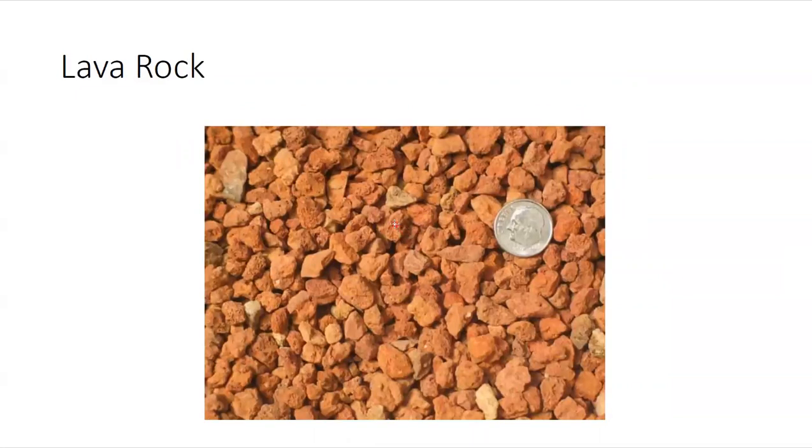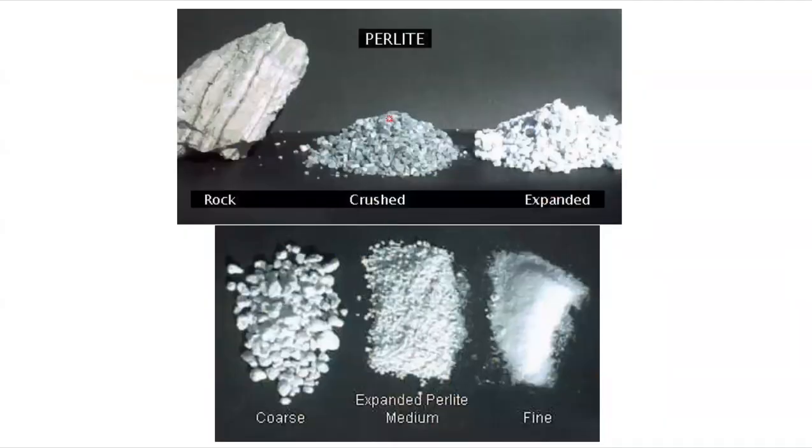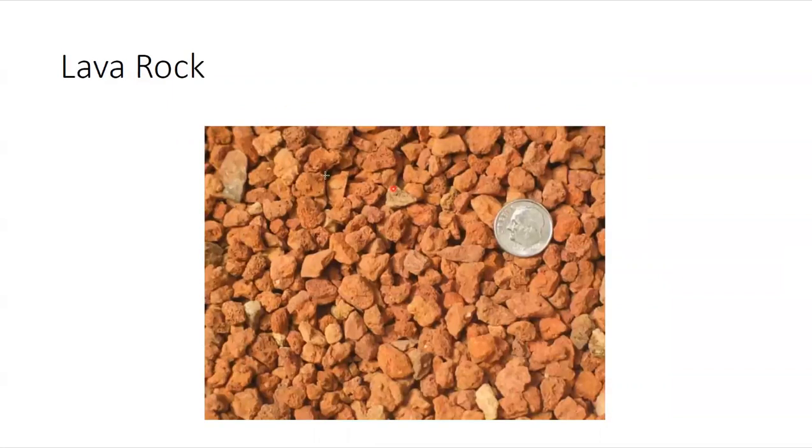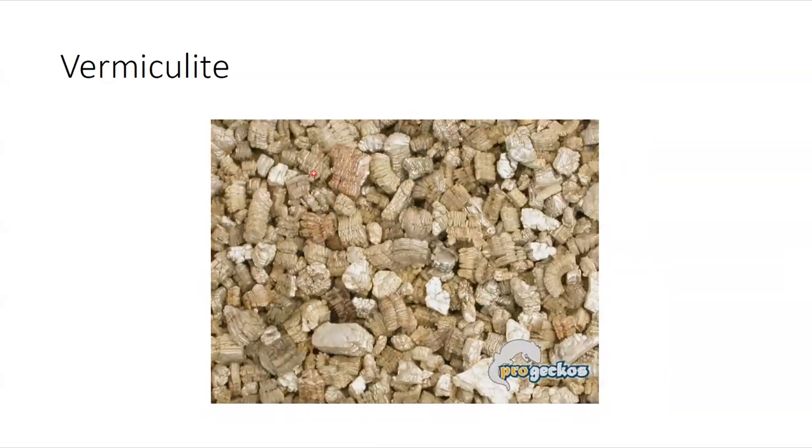Lava rock does the same thing, used in whole form. It does not go through a manufacturing process. Perlite, manufactured. Pumice, not manufactured, used in whole form. Lava rock, used in whole form. Vermiculite, manufactured. It has to go through a manufacturing process. In that process, we're heating things up, and we get carbon dioxide, we get carbon emissions through that.